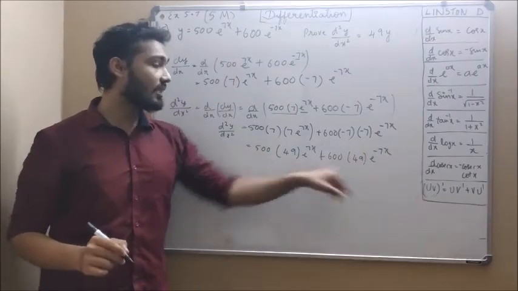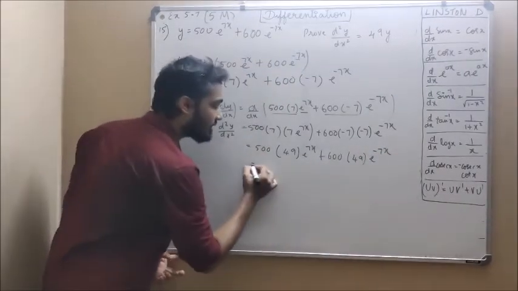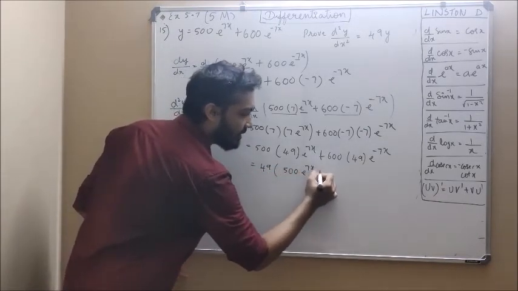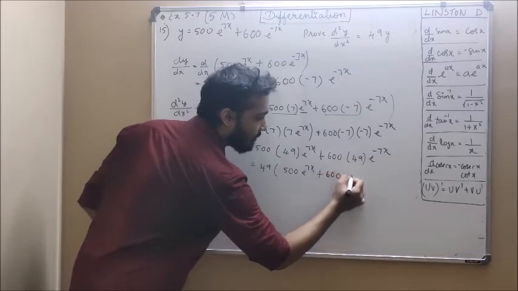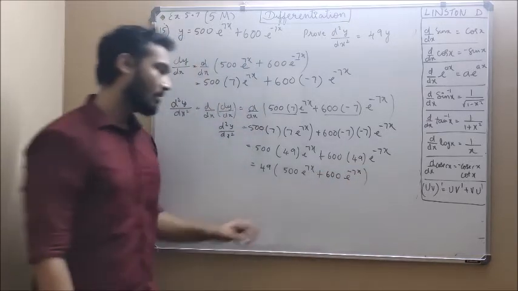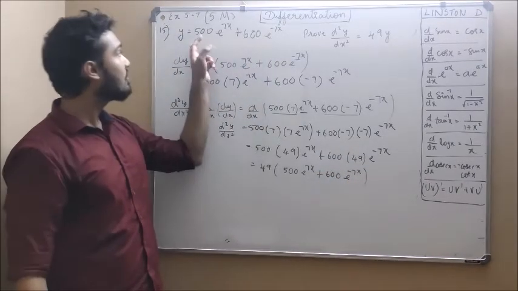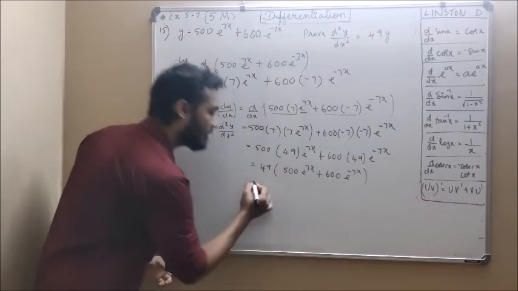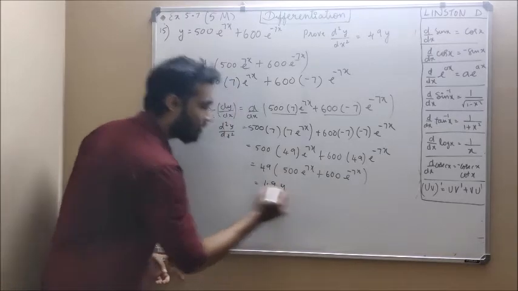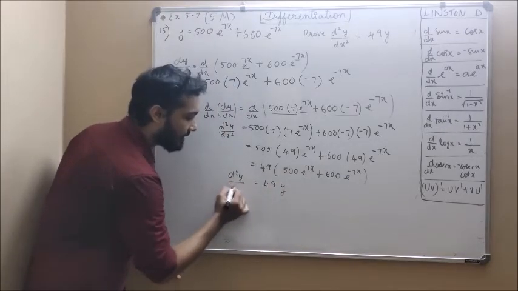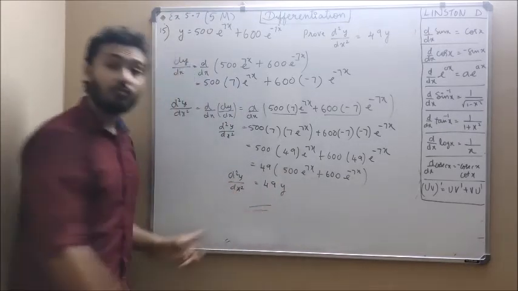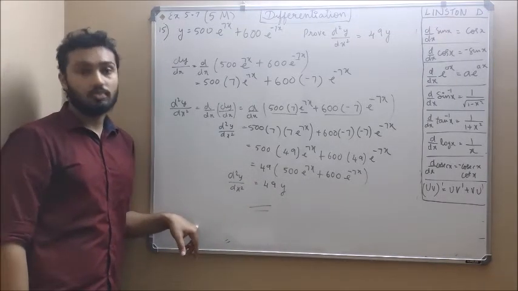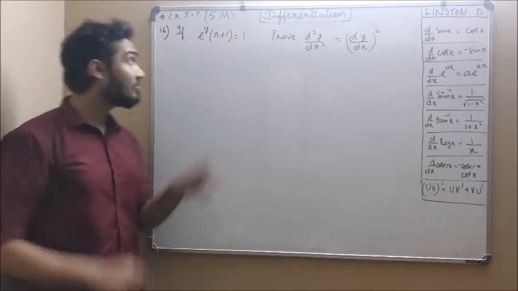Now here 49 and 49, we can take 49 common, so it is 49 into 500 e power 7x plus 600 e power minus 7x. What is this? This is nothing but 500 e power 7x plus 600 e power minus 7x, which is y. So this is nothing but 49y. So we get d square y by dx square equal to 49y. This is the answer. Pause the video and take note. We will proceed.